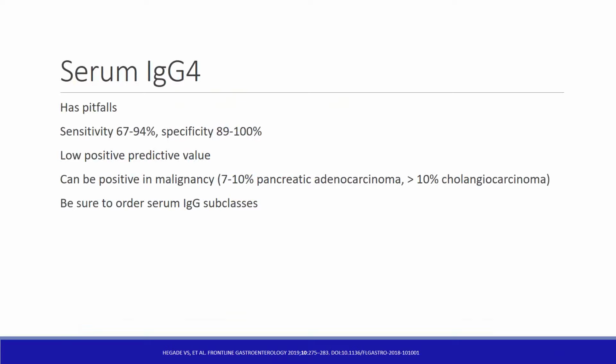We have a lot of false positives when we check this. It can be positive in cancer. So 7 to 10% of pancreatic cancer, more than 10% of cholangiocarcinoma. And again, when ordering these, just be sure to order the serum IgG subclasses, which is, at least here, a send up to Mayo, comes back within 24 hours or so.